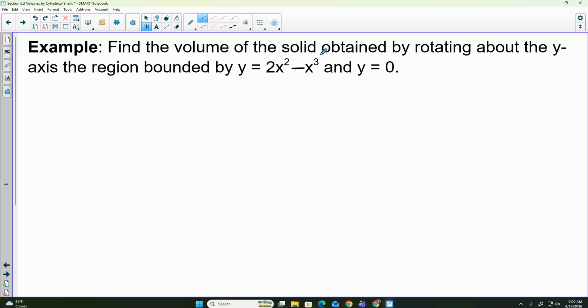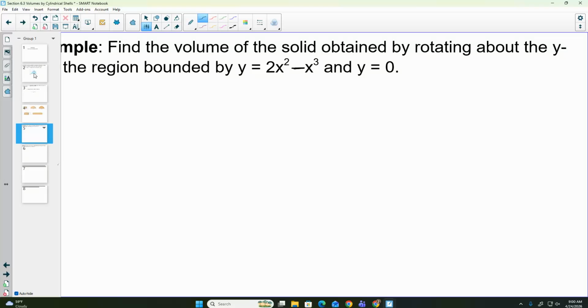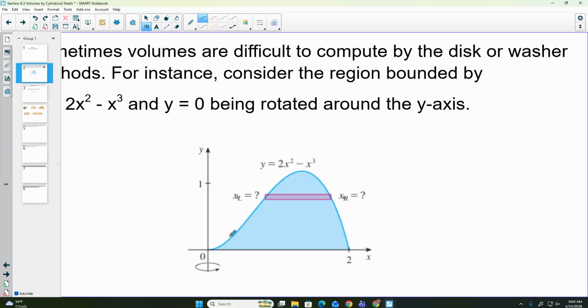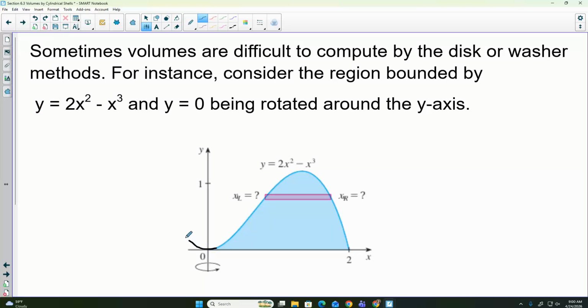Find the volume of the solid obtained by rotating around the y-axis the region bounded by 2x squared minus x cubed and y equals 0. So that's the one we were looking at right here. My picture was really terrible, but as you look at this, it's not even like a true donut. It's not completely hollow in the middle, right? It's kind of coming in towards it. You're getting this three-dimensional shape.